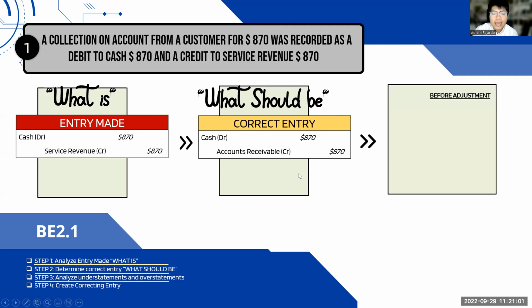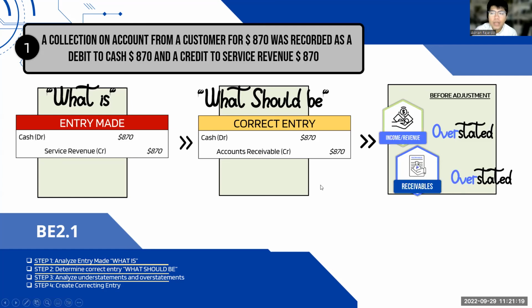Third step is analyze the understatements and the overstatements, similar to what we did with adjusting entries. And we know that what happened. Cash is okay, but our service revenue should not have been recorded. And our accounts receivable should have been decreased. And therefore, we know that our revenue right now is overstated and our receivables are overstated.